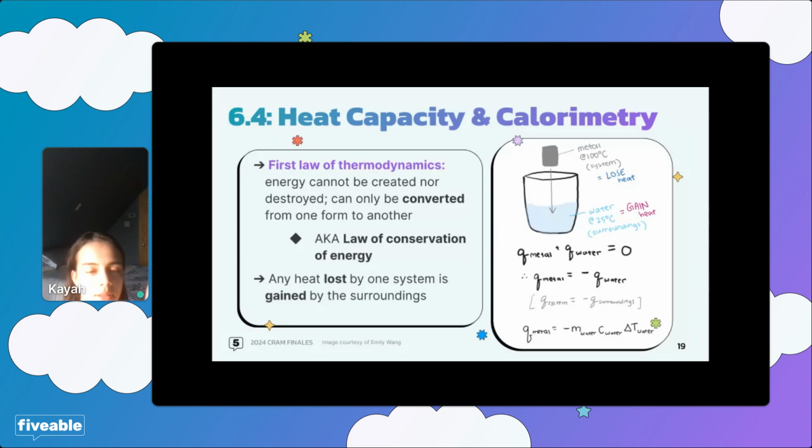So to put it in simpler terms of this diagram, any heat lost by the system is gained by the surroundings. So it has to flow between each other. They cannot just disappear.